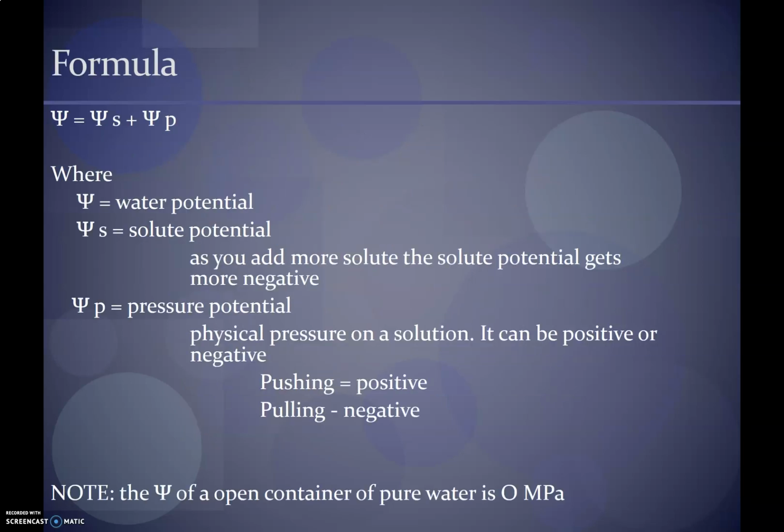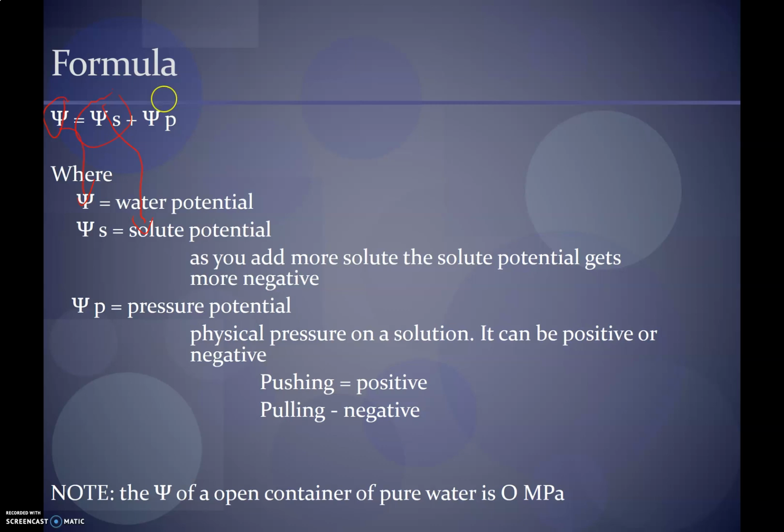Okay, so this is the formula. And this is the Greek letter psi. So we had the Greek letter chi, and now we have the Greek letter psi. And this is water potential, as you can see here. And then psi s is the solute potential. And as you add more solute, or more stuff as we've been calling it, the solute potential gets more negative. And again, this will make more sense as we go on and as we do problems on Tuesday.